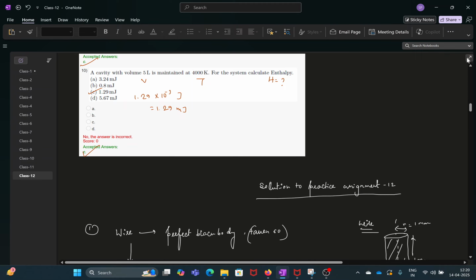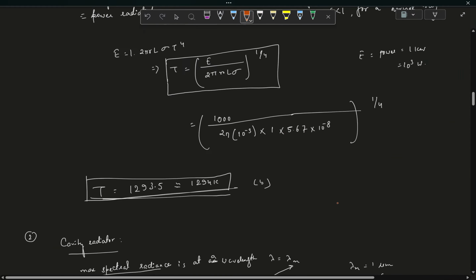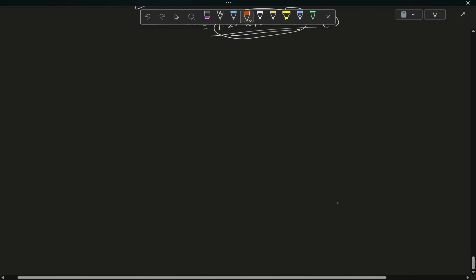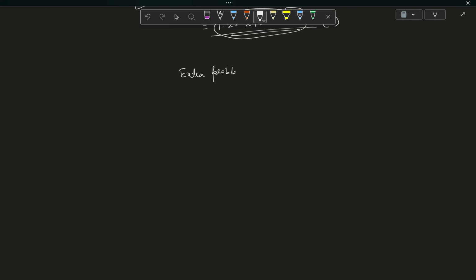Okay, so since we are done with the practice assignment problems, as I said, I'd like to solve some extra problems which will be relevant for similar kinds of problems given in the thermal radiation chapter. So let us take a look at that quickly. Just some highlight problems that I think will be relevant.